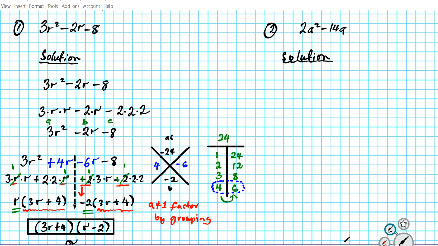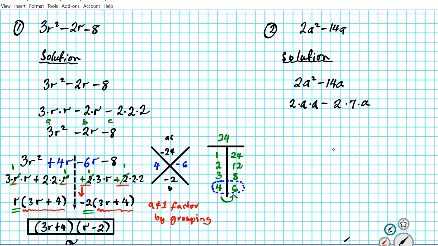Alrighty, so for question number 2, 2a squared minus 14a, the first question we're going to ask ourselves is, is there a greatest common factor that can be factored out? In order to answer that question, we're going to decompose or break down both terms, okay? So let's break down the first term. If we break it down, we have 2 times a minus, if you break down 14, you have 2 times 7 times a.